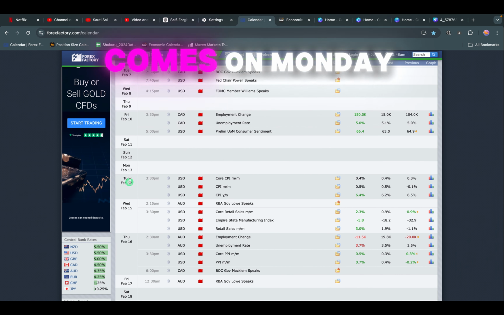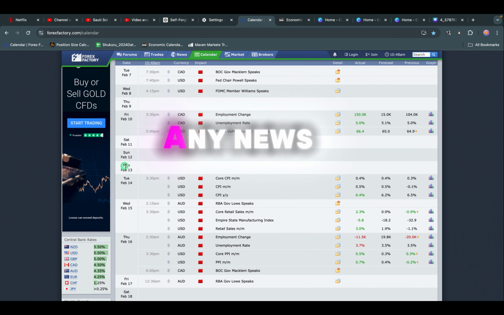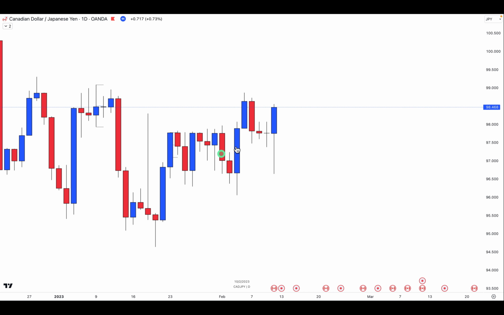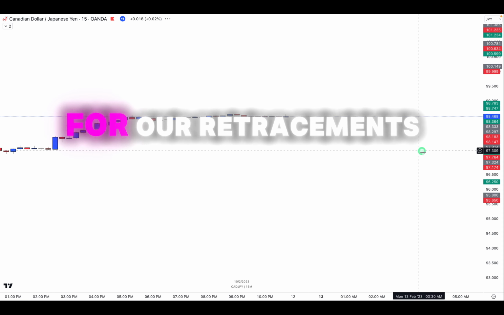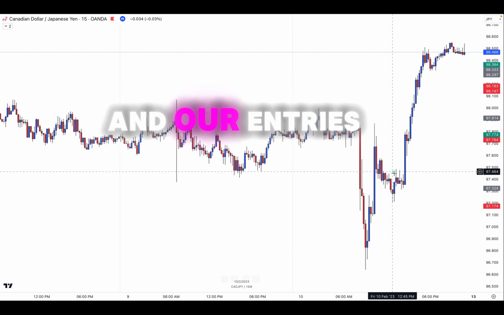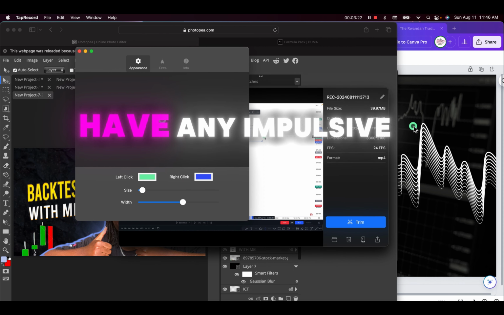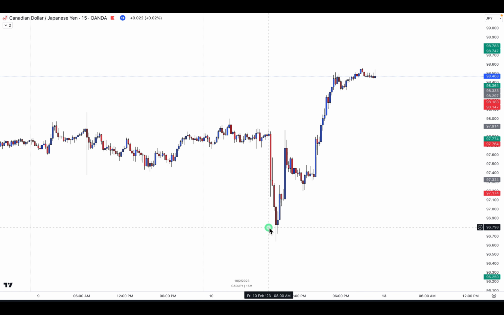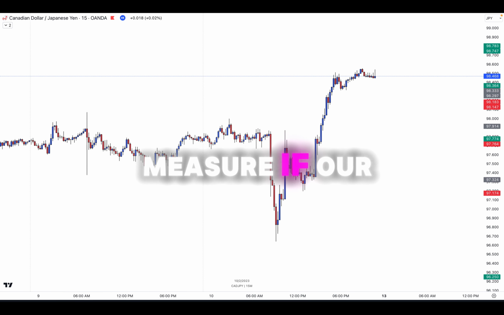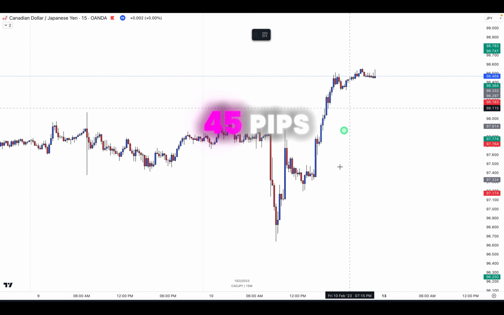When it comes to Monday, you can see this is actually a valid day to trade since we do not have any news. Here we can go to the M15 time frame to search for our retracements and our entries. So here, let's measure if we have any impulsive moves. The first thing we do, we measure if our impulsive move here was more than 45 pips.